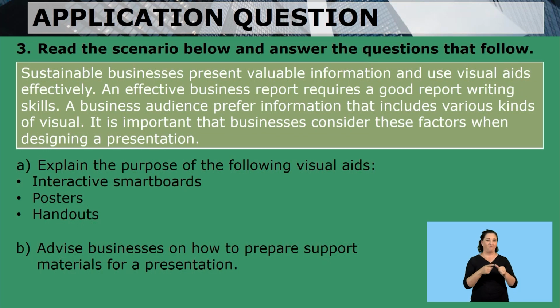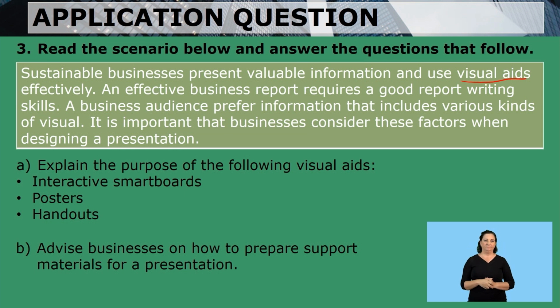We will continue with our application questions under the topic visual aids. All right, question number 3 says, read the scenario below and answer the questions that follow. Sustainable businesses present valuable information and use visual aids effectively. An effective business report requires good report writing skills. A business audience prefers information that includes various kinds of visuals. It is important that businesses consider these factors when designing a presentation.